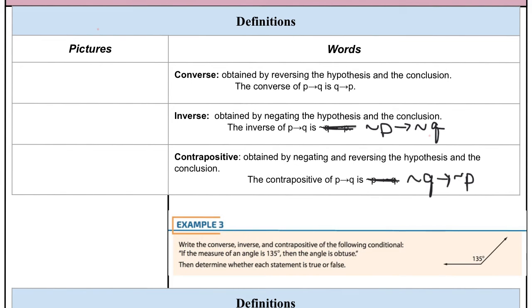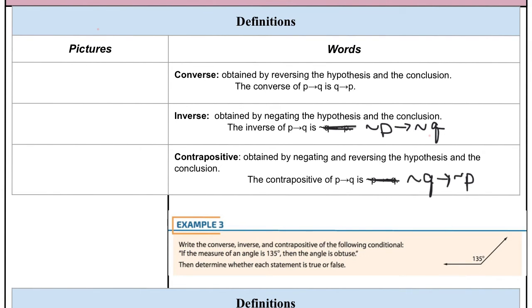Converse: when we take the converse of a conditional, we basically flip-flop the hypothesis and the conclusion. So the converse of if P then Q is if Q then P. The inverse has us negating both the hypothesis and the conclusion. So the inverse of if P then Q is if not P, then not Q. And the contrapositive is flip-flopping and negating. So the contrapositive of if P then Q is if not Q, then not P.